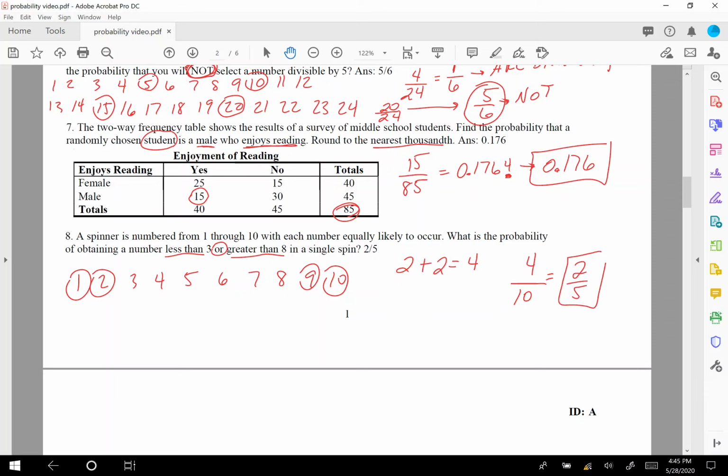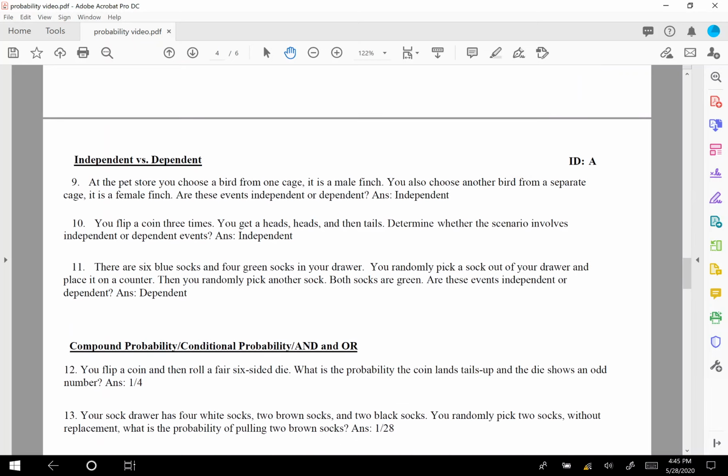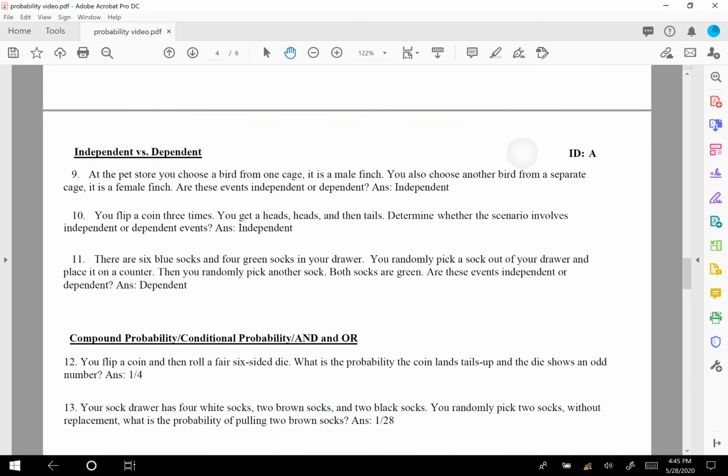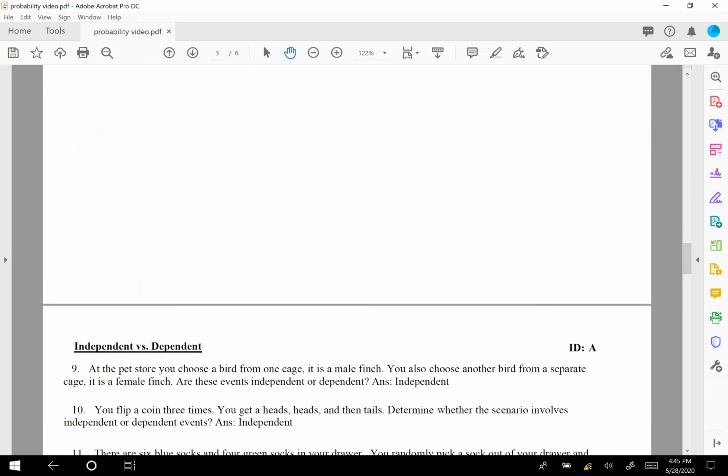So you have a 2/5 chance of getting a number that meets either the condition of being less than 3 or greater than 8. I want you to keep in mind that word "or": you're going to be adding. "Or" goes with adding. So just keep that in mind. Next, we've got independent versus dependent events and compound probability, conditional probability, and then using "and" or "or".